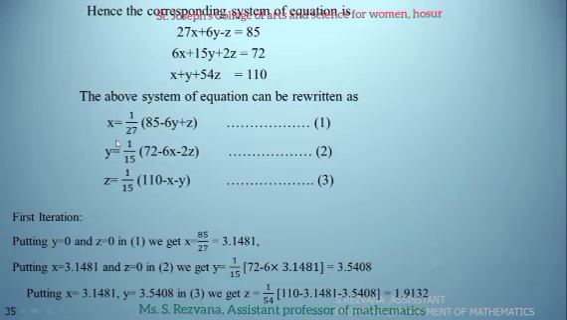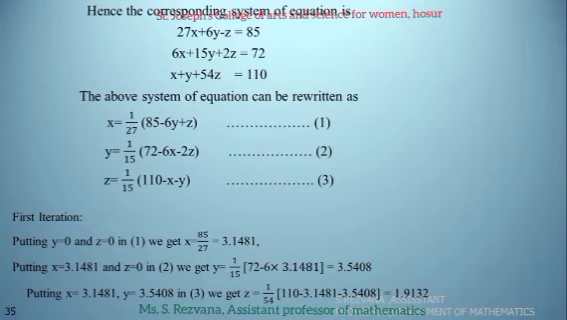If I want the value of x, I assume that the y and z values are 0. If I apply 0 over here and 0 over here, obviously I get x equal to 85 divided by 27. If you are using a calculator, you can solve that: 85 divided by 27 is 3.1481. Now I know the x value, so I need to find the y and z values. Let us find the y value, continuing with z equal to 0. So I have x as 3.1481 and z as 0.